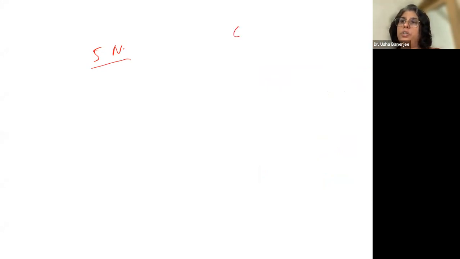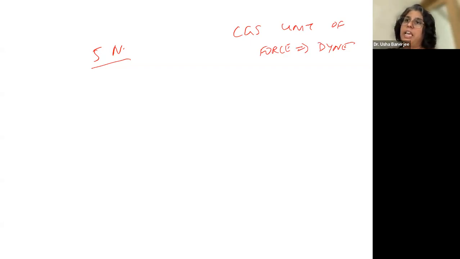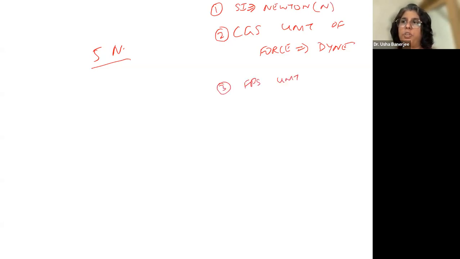So then what is the CGS unit? The CGS unit of force is called dyne. Okay. Right? And what is the FPS unit of force? Whenever I do any physical quantity, I will tell you all the 3 units. So this is number 2. So SI unit was Newton. We write it as N. This is dyne. There is no short form. And the FPS unit is given as feet, pound, feet per second square. There is no shortcut to this.